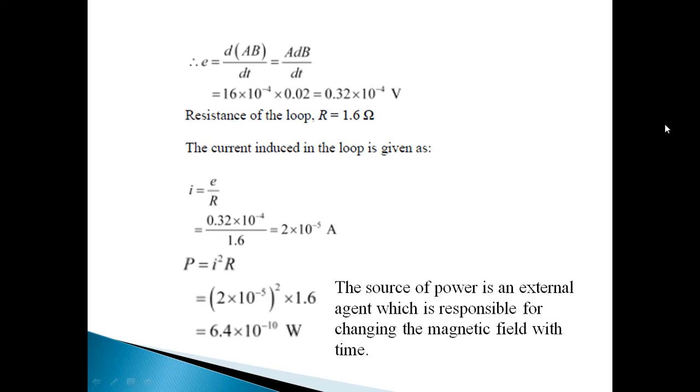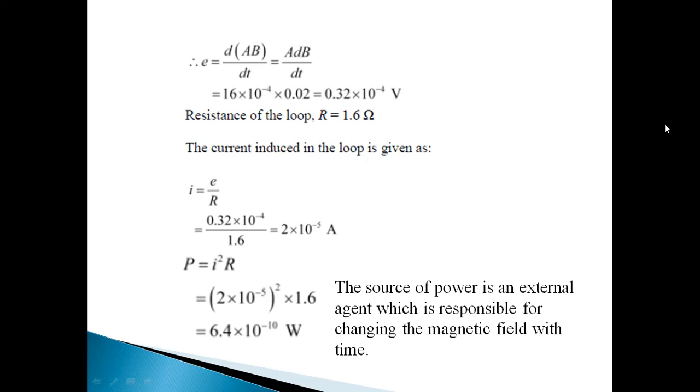So the resistance of the loop is given in the question as R equal to 1.6 ohm. So what is the current induced in the loop? I equal to E by R. If you substitute the values, you get the current to be 2 into 10 to the power minus 5 ampere. From that, we can calculate the power dissipated, which is equal to I squared R. So we have the value of I, we have the value of R, and therefore the power dissipated is 6.4 into 10 to the power minus 10 watts.